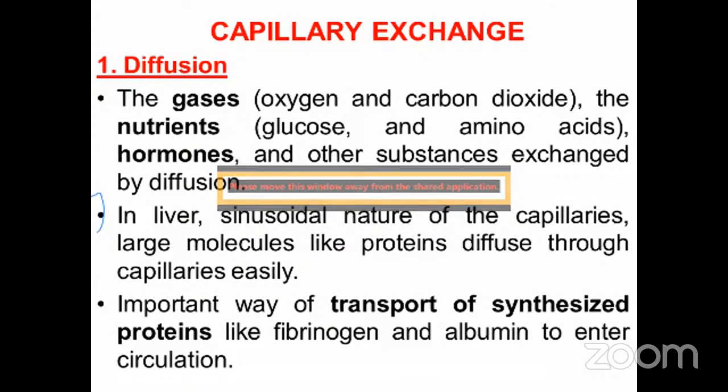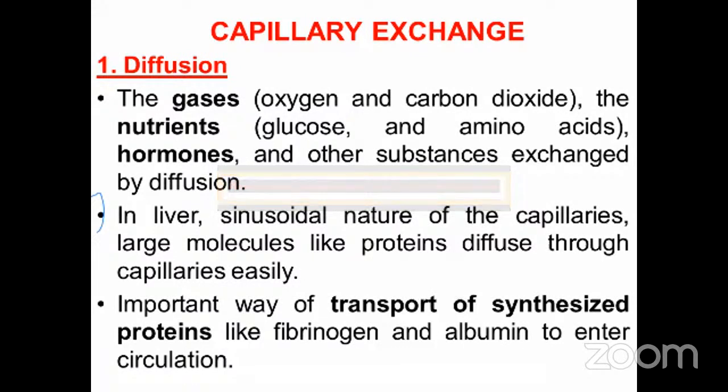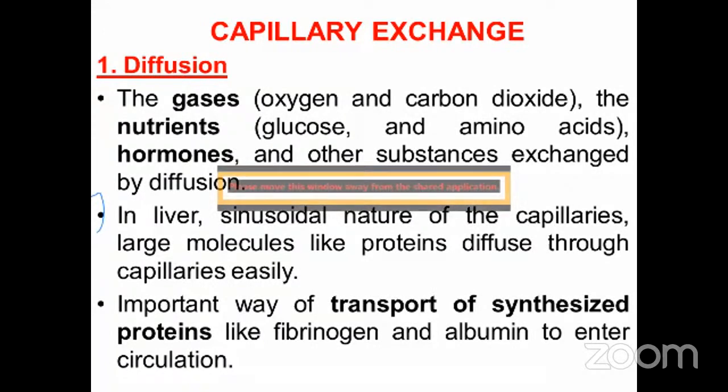In the liver, the capillaries are sinusoidal in nature. So large molecules like proteins diffuse through the capillaries easily. And this is an important way of transport of synthesized proteins like fibrinogen and albumin, which enter into the circulation. So one way of capillary exchange is diffusion.